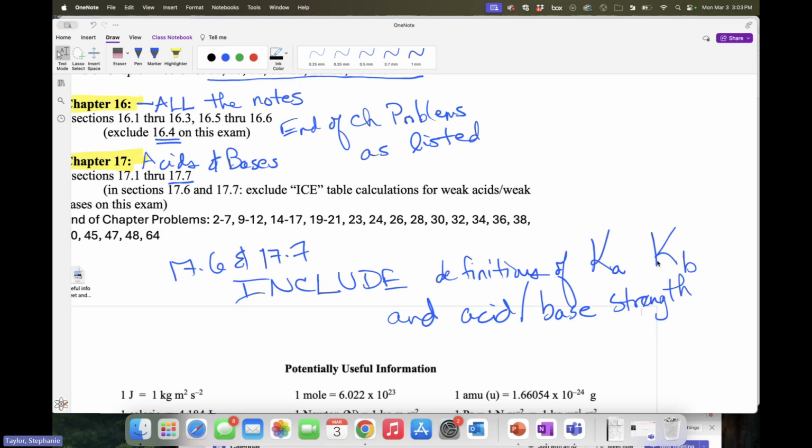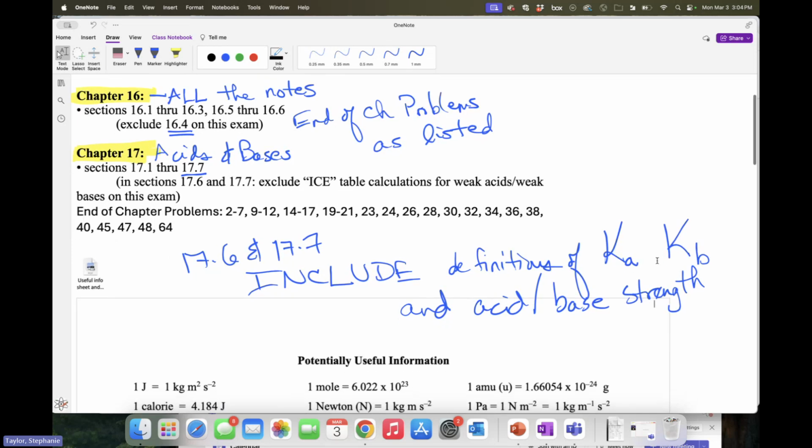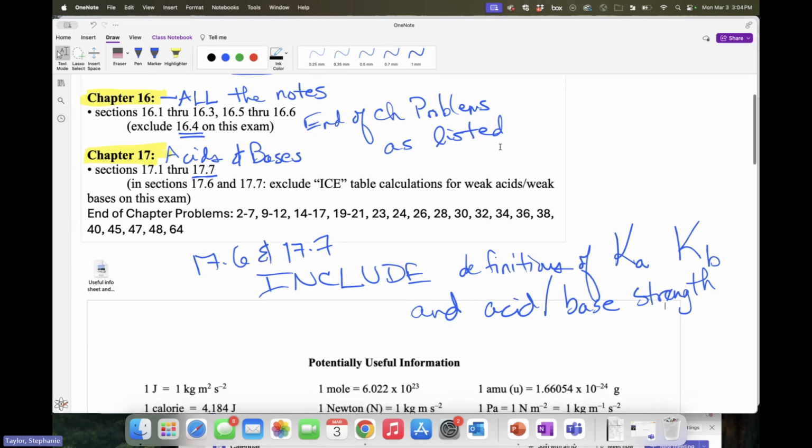So that's kind of strange because there are calculations in 17.6 and 17.7. We're going to save the calculations for later, but there are things we can do with the equilibrium constants because it applies really beautifully to things we did in chapter 16. We can certainly take a look at that if y'all want to.